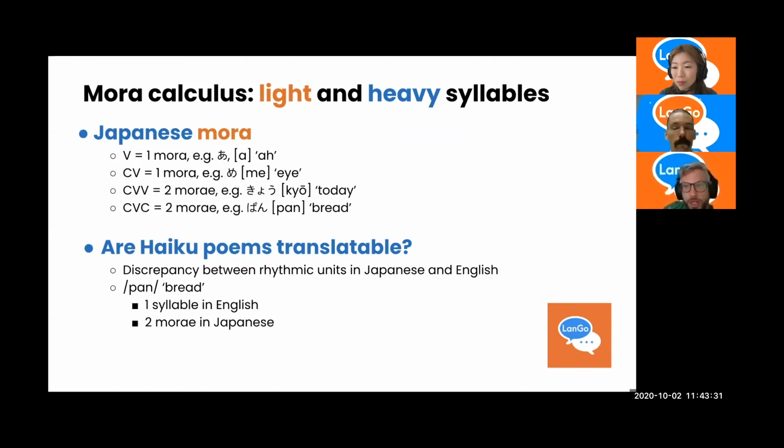So our shared teacher may argue that poems are untranslatable from any language to another because of these subtleties. That's a good point. And hopefully this makes everyone want to learn Japanese.